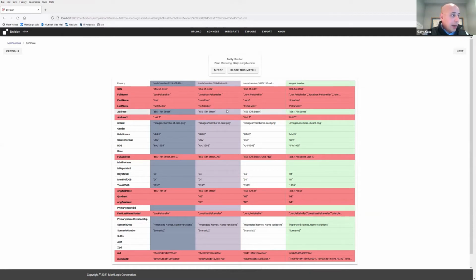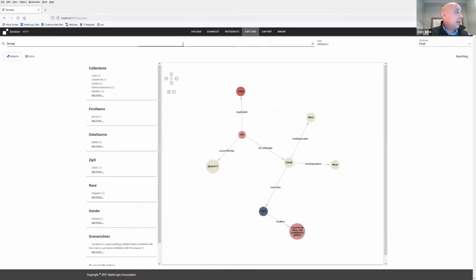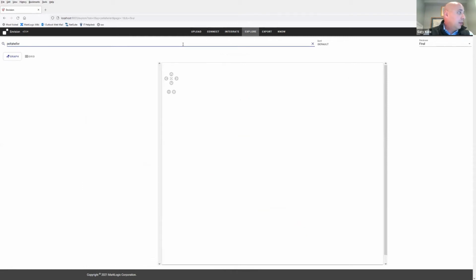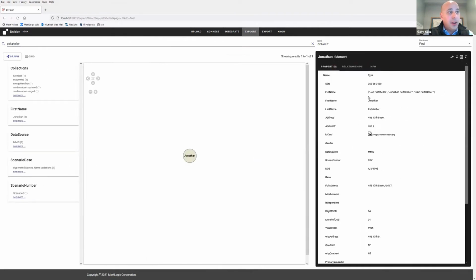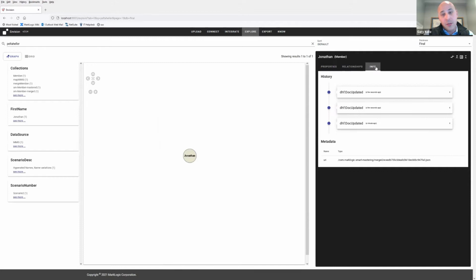And in looking at this record, barring them being like the Gary Katz situation, I'd say that this is probably a good match. So I'm going to say merge them together. Now they're merged. And if I go back to my search environment here in Explorer, I search on Pelta Heller, I'm going to find, there's Jonathan, and there are my Pelta Hellers all merged together with the full lineage information of the merging that took place.